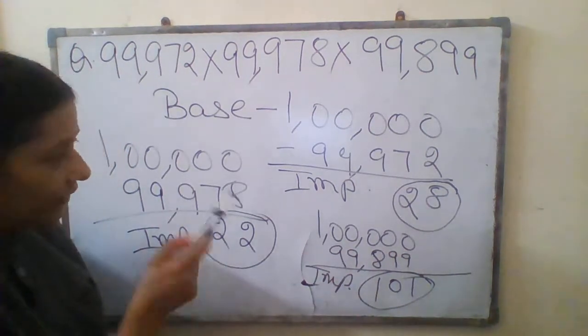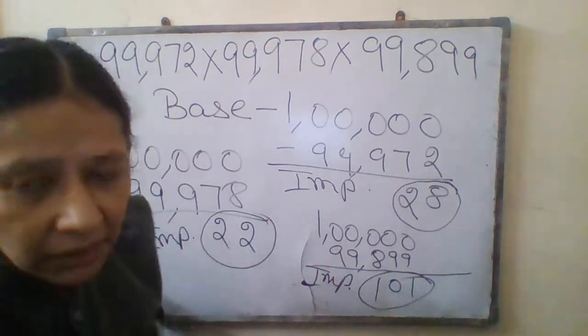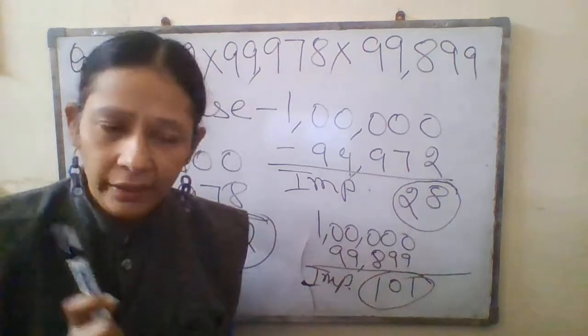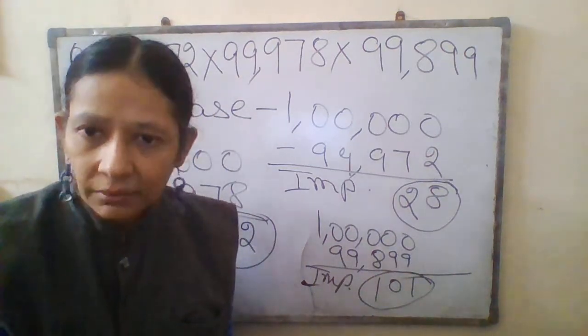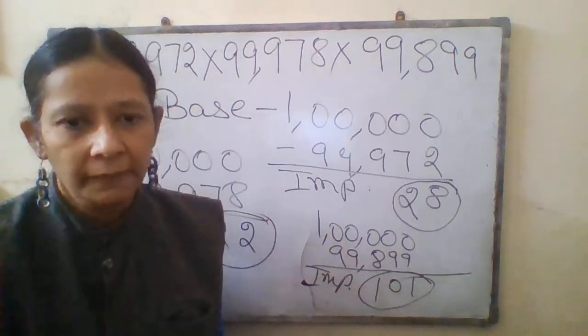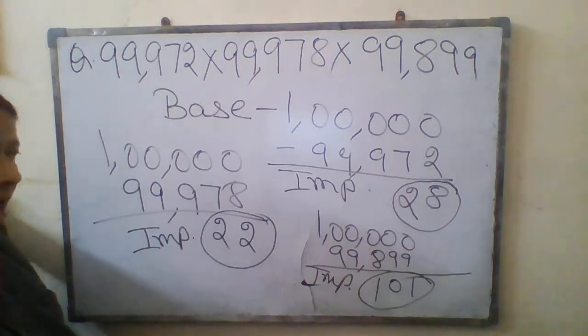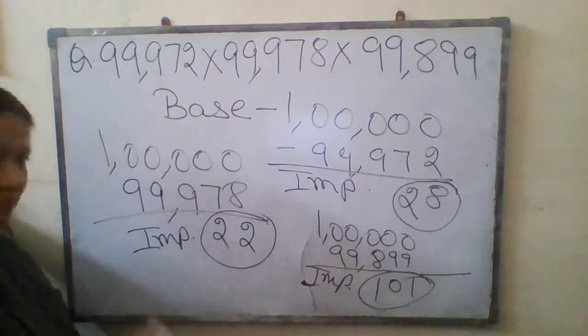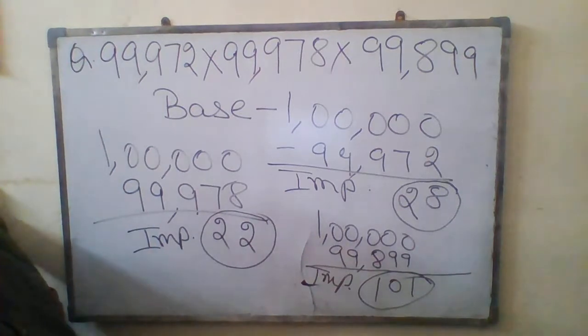But look at the important numbers I have written here. These numbers have some importance. At first, just look at the circles I have made. I have written important. So just pause your video, look at the numbers, and think about why I have written important.